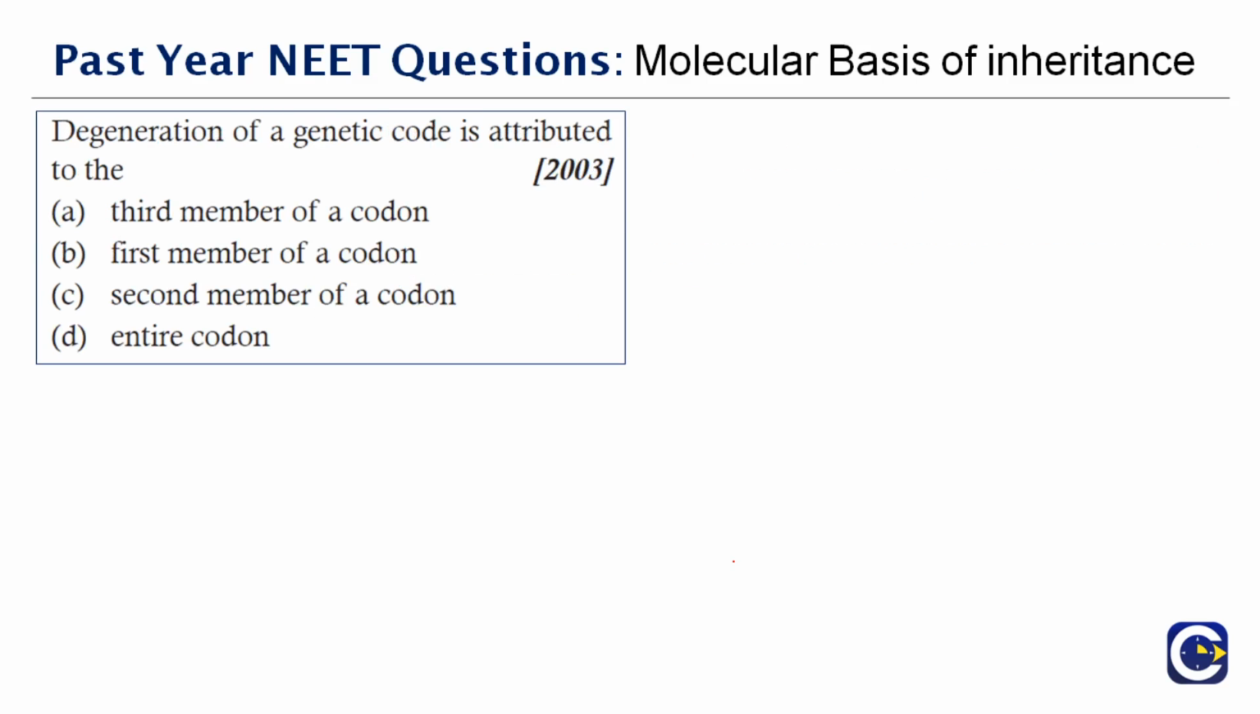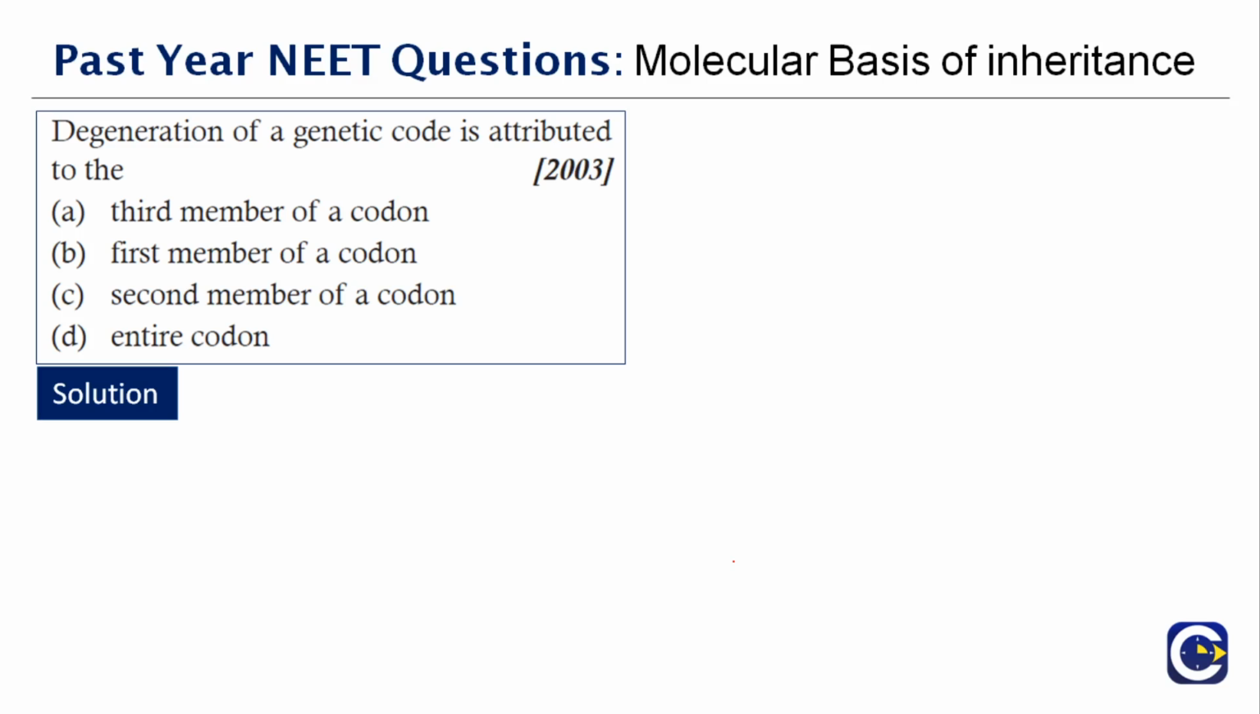Next question. Degeneration of a genetic code is attributed to dash. Before you go into the answer, when we talk about degeneracy of codons, it is the redundancy of the genetic code, exhibited as a multiplicity of the 3 base pair codon combinations that specify an amino acid. This degeneracy of the genetic code is what accounts for the existence of synonymous mutations. So you can ask me why is the genetic code degenerate?